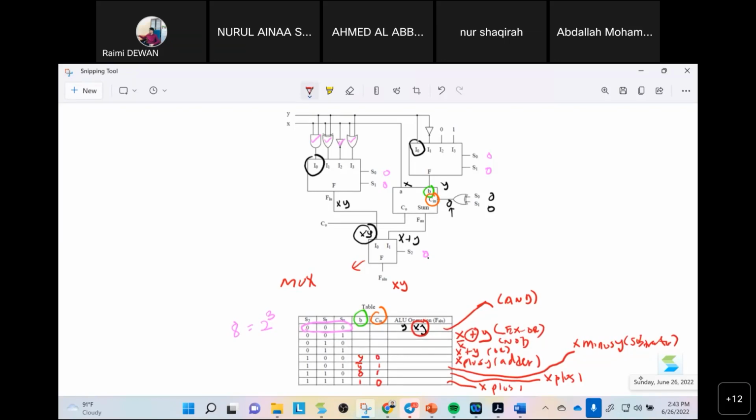Okay, I give you guys around 3 minutes. I think many of you cannot answer quiz 6, so we try to focus on quiz 6. Quiz 6 is the last chapter, which is the register and counter.